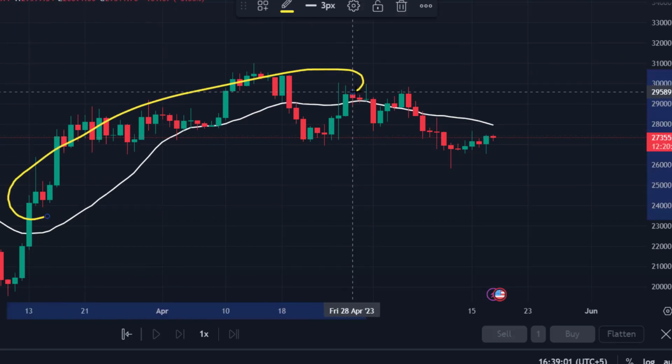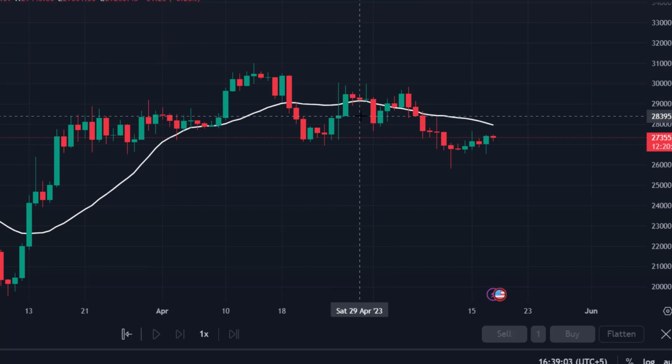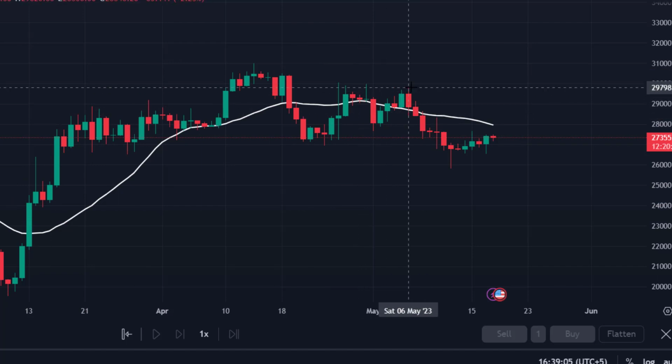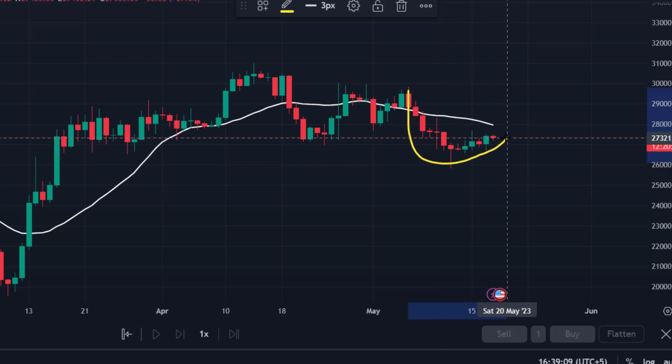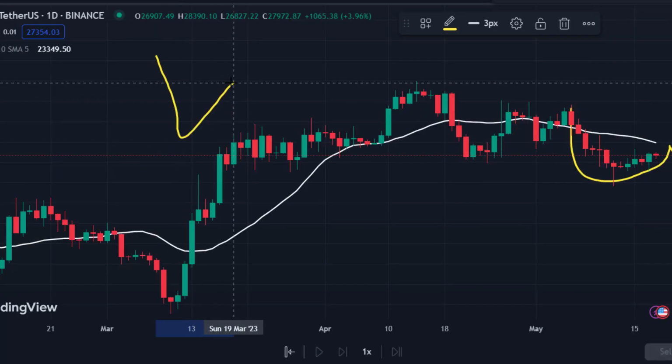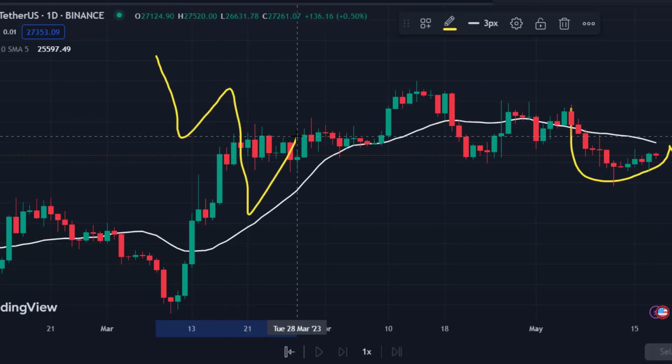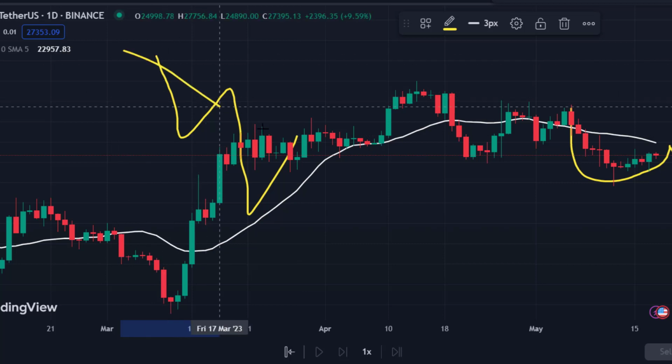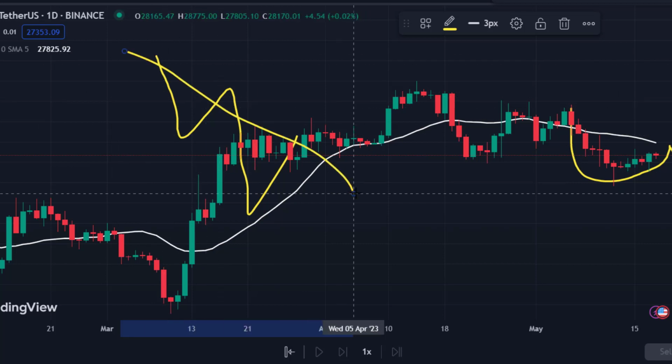If I show you this example in here, you can see that for several candles the price is above this moving average. Now in here we just break out the moving average. In here we can retest the moving average, and then we can go further down, like lower low, lower high, lower low, lower high. So the same thing, we can just touch the moving average in order to make the lower low, lower high, lower low, lower high.